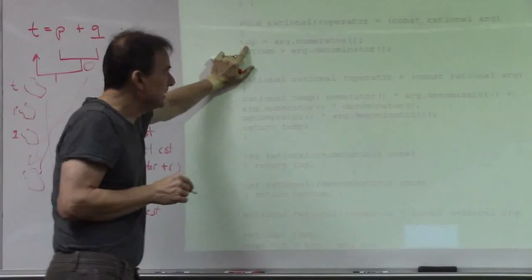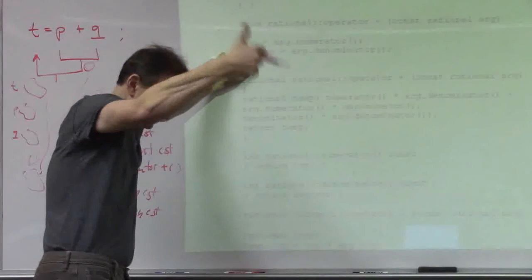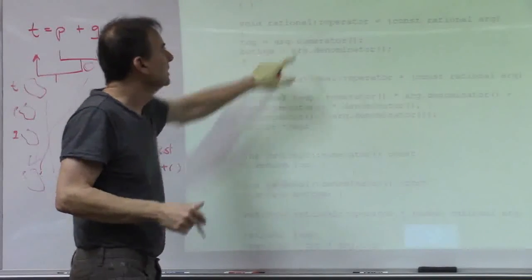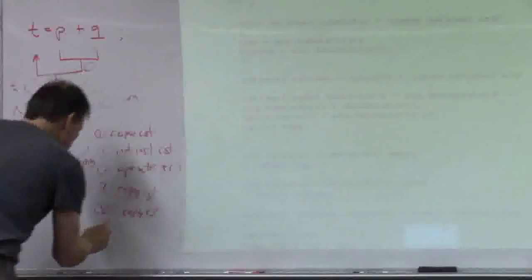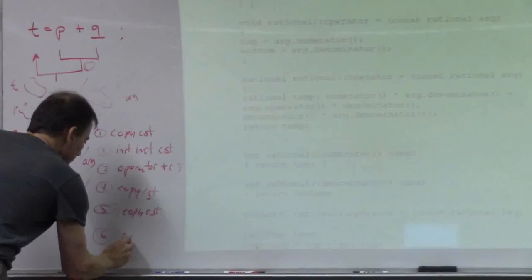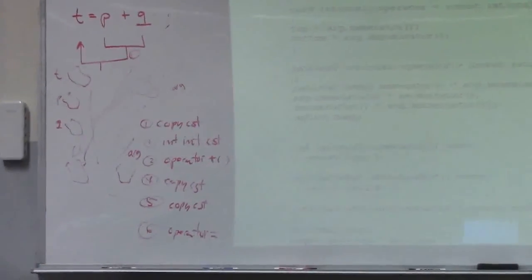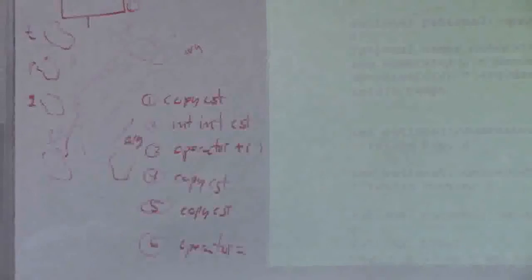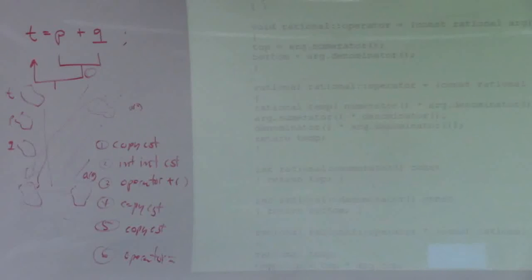And then, what is top referring to? Top of the host. Who's the host? T. So T top, which is the host top, gets arg numerator. Now we're executing the code of this. So the sixth method is the operator equals. Yes, it's true. It's really true. If you don't believe me, put hello from this method, hello from that method, and see how many hellos you see. You should see 6.